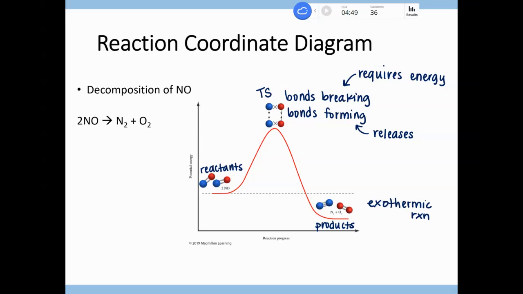Questions so far? Anything I can re-explain? So, like, why is it exothermic at the bottom? It's exothermic because the products here, remember the y-axis is energy. The products are at a lower energy than the reactants, so that means overall the net amount of energy decreases of these molecules, and so that means the energy was released. They lost energy, energy is released to the surroundings, so it's exothermic.